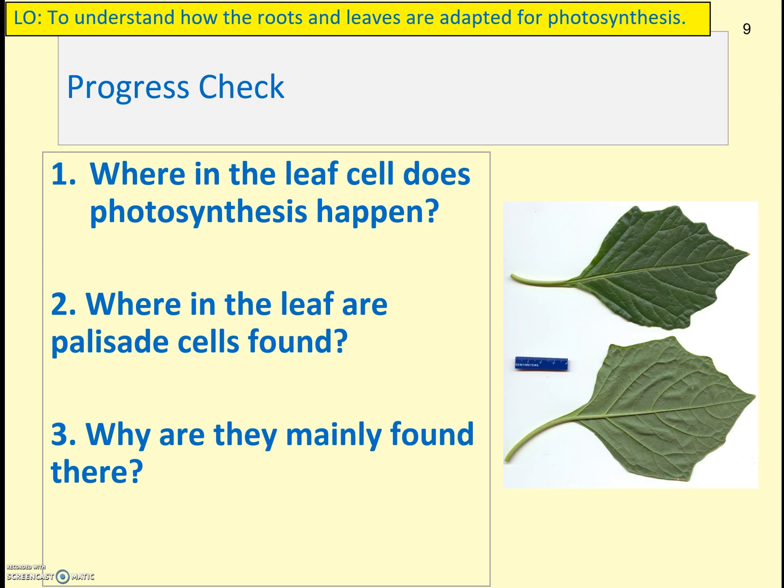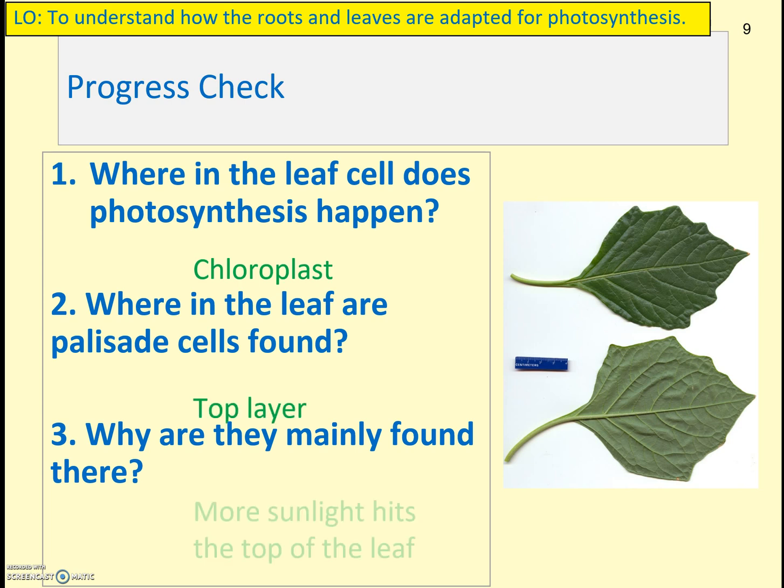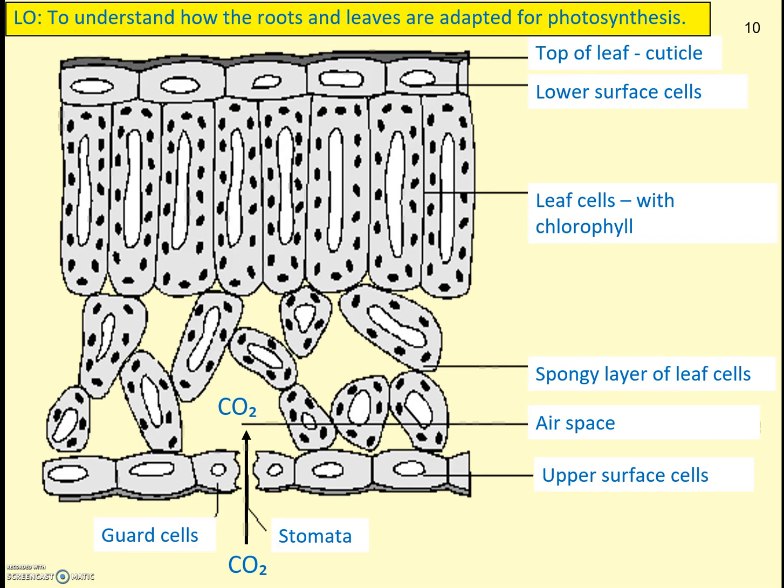You should have come to the conclusion that chloroplasts is where photosynthesis happens, that the palisade cells are found in the top layer of the leaf, and that they're mainly found there because that's where more sunlight hits the top of the leaf than anywhere else. Now, we are looking at the internal structure of the plant.